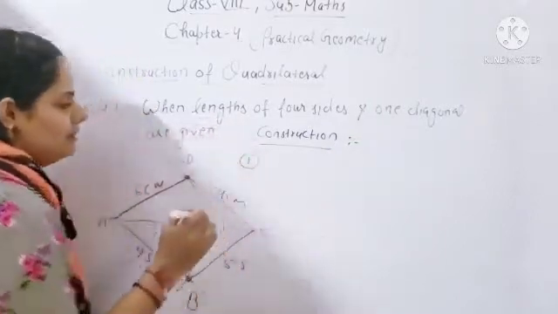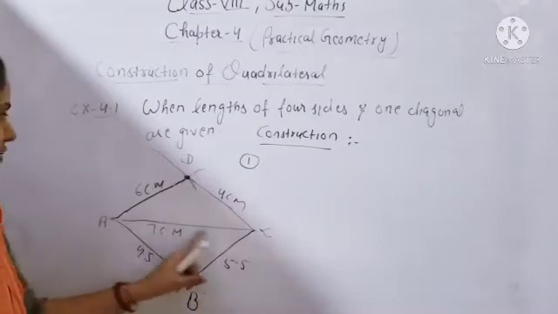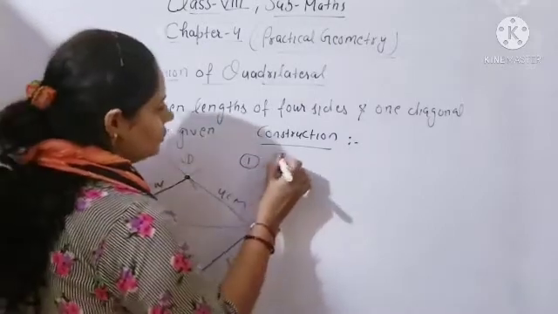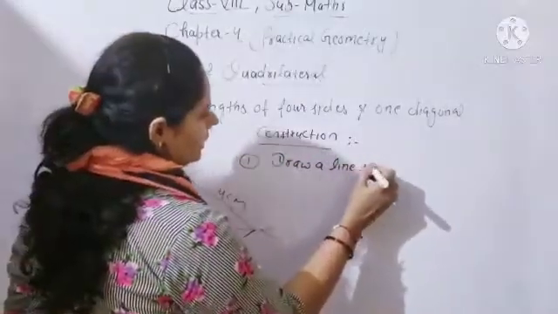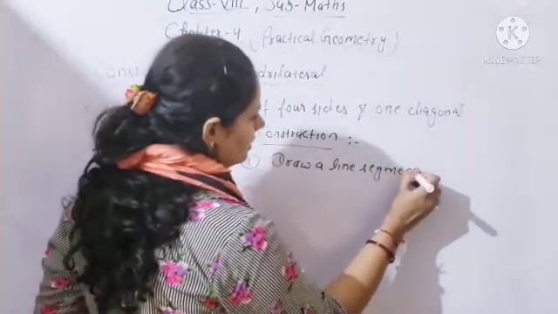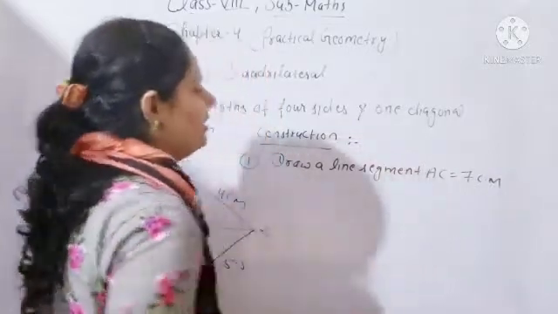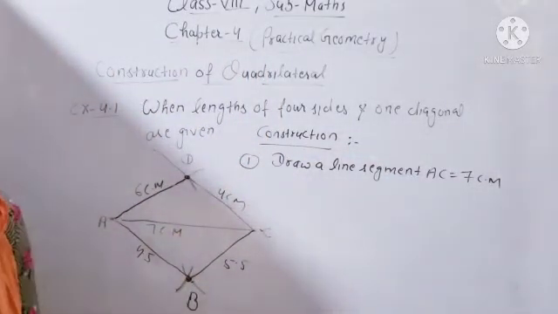For example, first line, first what you have to do in this diagram. First you have drawn the diagonal AC and this is 7 centimeter. Okay, so first of all you will write the construction. In the construction, first draw a line segment. Draw a line segment AC equal to 7 centimeter. Okay, first step, draw a line segment AC is 7 centimeter. Clear?